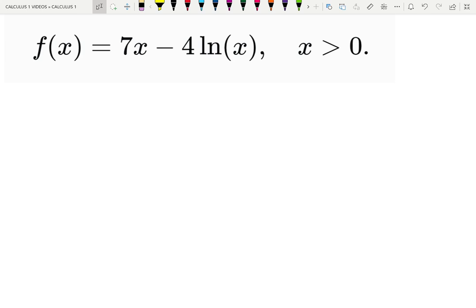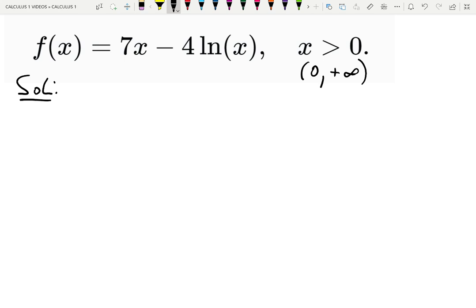Let's analyze the function f of x equals 7x minus 4 ln x. And x has to be positive, it's inside of the log, so that makes sense that this is part of the domain. Domain is 0 to plus infinity, not including 0. By analyzing the function, we're going to be answering lots of questions about where this function is increasing, decreasing, local, global, min, max, concavity, inflection points, and at the end we're going to sketch the graph.